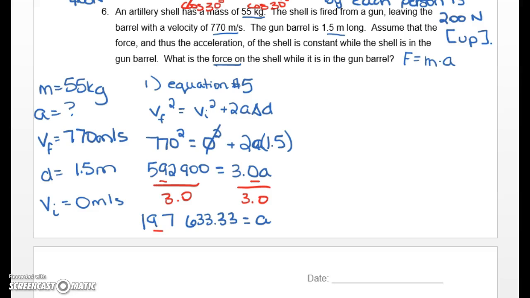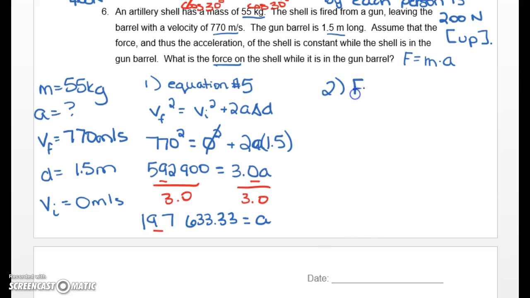In the previous lesson or video, we had looked at example number 6, and unfortunately we ran out of time, so we weren't able to finish that up. We did have time to find the acceleration, and we needed our acceleration in order to calculate the force, which is essentially what the question was asking for. So now that we've calculated the acceleration, we can go ahead and find our force.